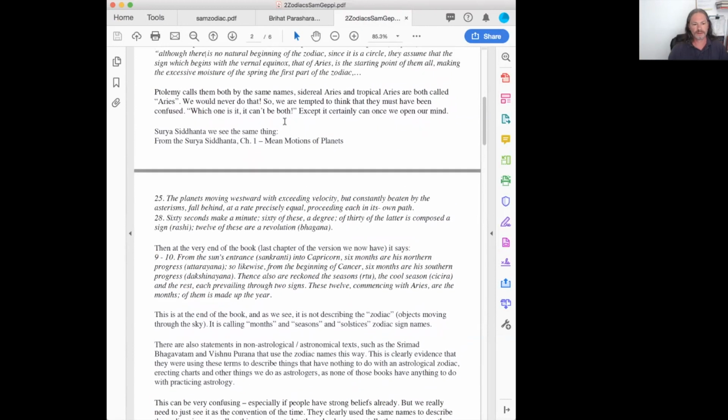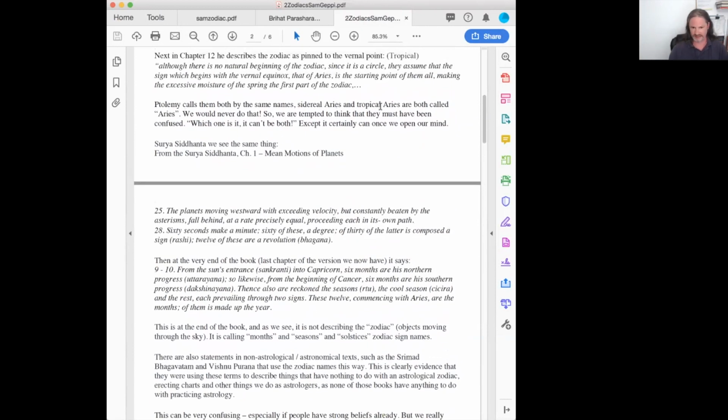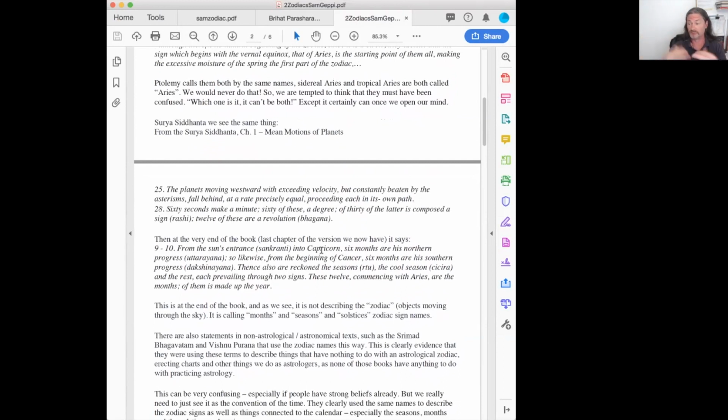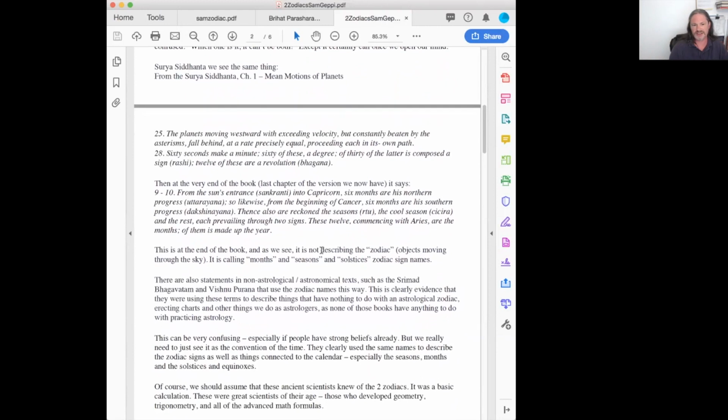So again, we just want to say, Ptolemy calls them both by the same name. Sidereal Aries and tropical Aries are both called Aries. We would never do that. So we're tempted to think they must have been confused. This is where you get into all of these really weird arguments: were the Greeks wrong? Were the Indians wrong? Who was confused? Because it can't be both, except it certainly can once we open our mind. This is clearly just the way they discussed it. He clearly knew both. He developed the Ptolemaic theory. Of course he knew both. So he's not wrong. Exactly. He's just using the same names to describe two different things. So let's go to the Surya Siddhanta. We see the same thing.